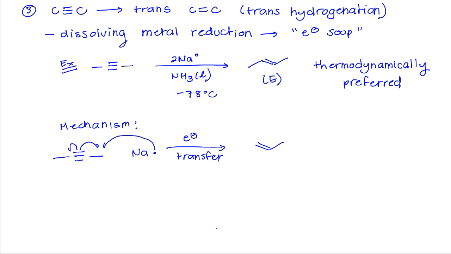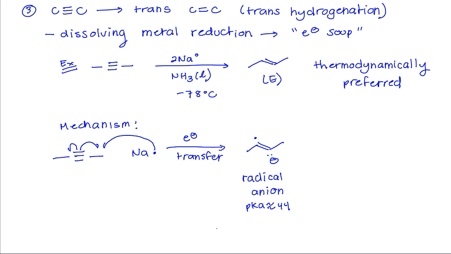We have 2 electrons on this carbon now, so we have a negative charge, and then we have 1 electron on the other carbon of the double bond. This is called a radical anion, and if we think back to our pKa values, the pKa here is going to be around 44.